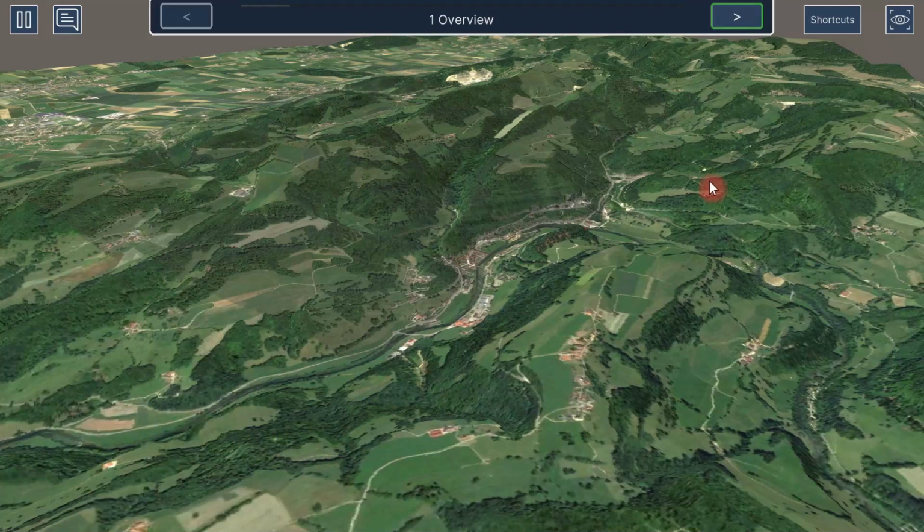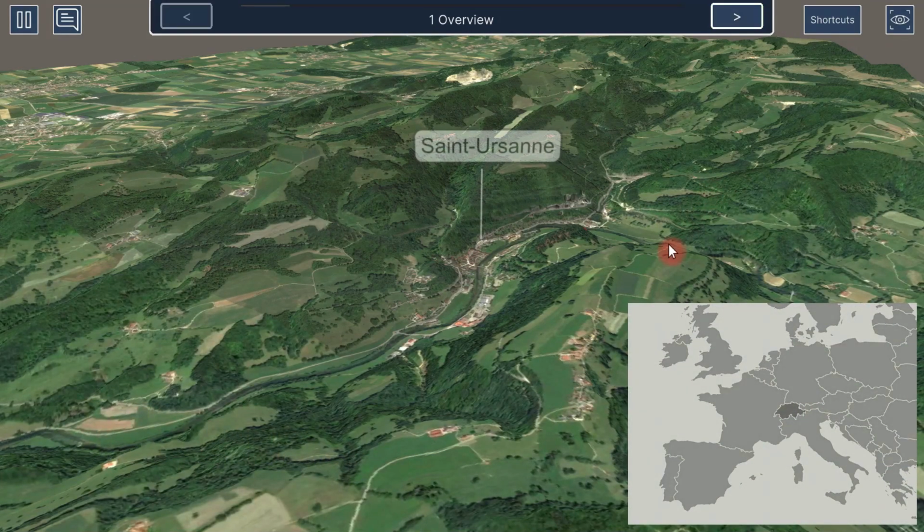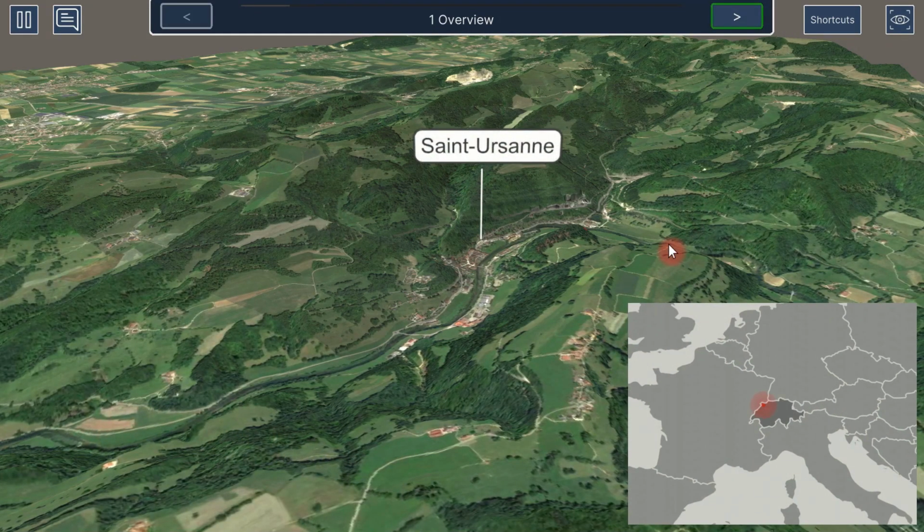Our tour takes place in the center of Europe, close to the small village of Saint-Ursanne in the northwest of Switzerland.